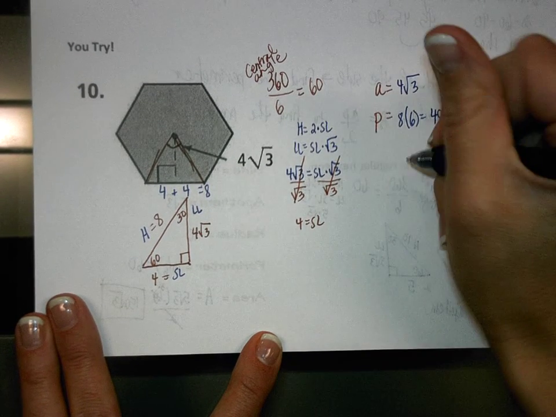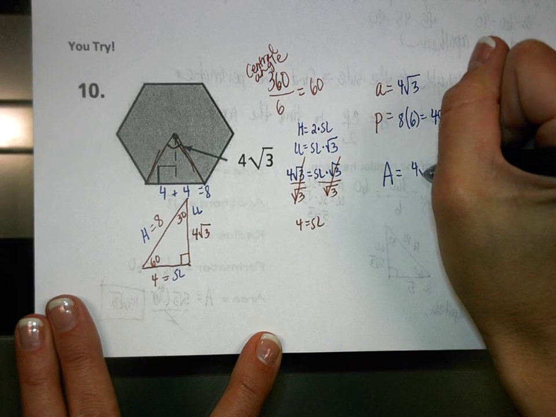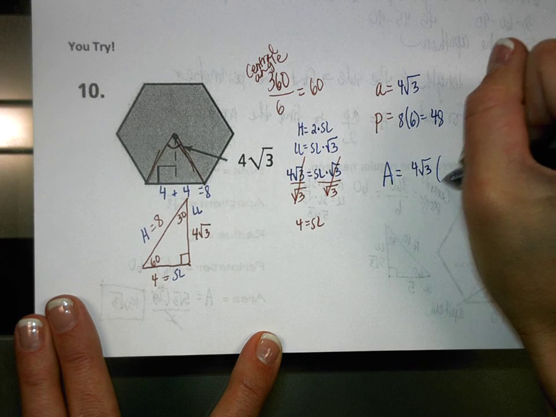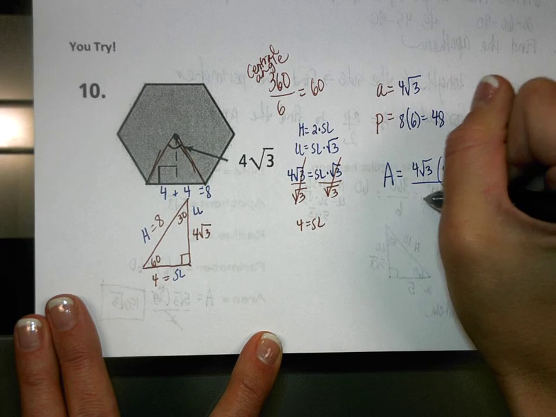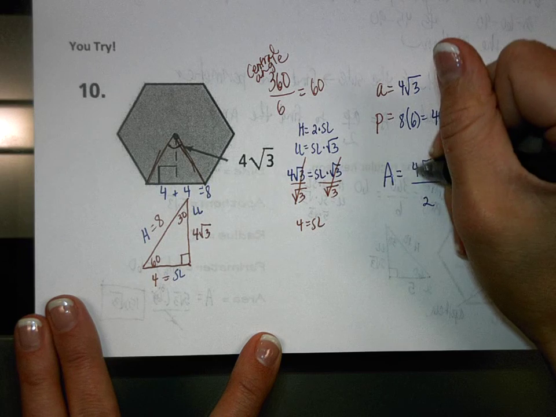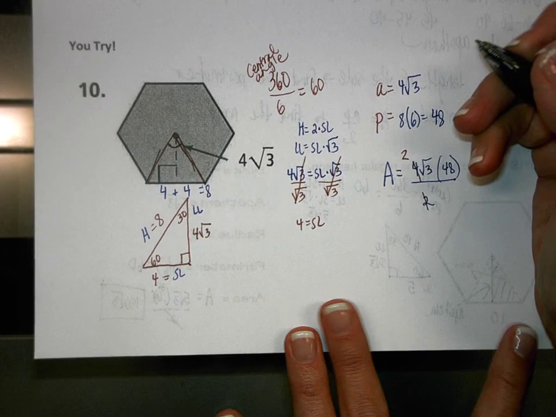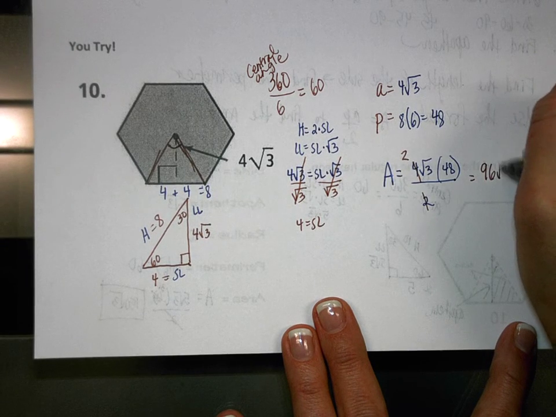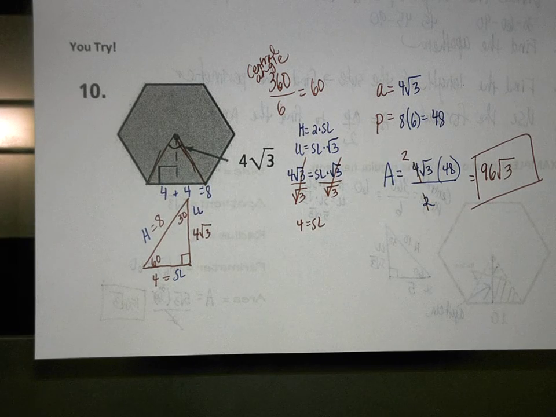So now that I have my perimeter and I have my apothem, I can find my area, right? So big area, big A, is 4 root 3 times 48 divided by 2. Okay? And this 2 can reduce with the 4 or with the 48. I'm just going to go ahead and reduce it with the 4. So 2 goes into 4 2 times. And then we multiply 2 times 48, which is 96, so my answer is 96 root 3 for my area. And again, there's no units there, but whenever we're finding area, it would be units squared. Okay? All right, we are going to stop there for today.